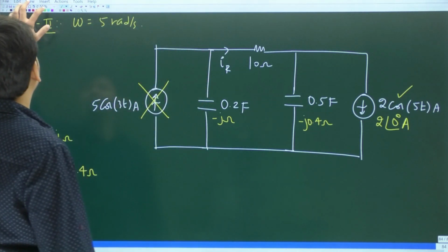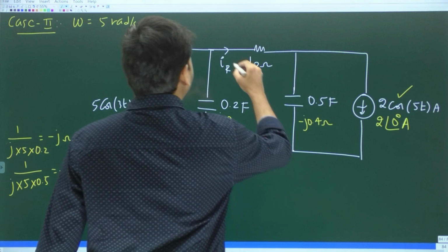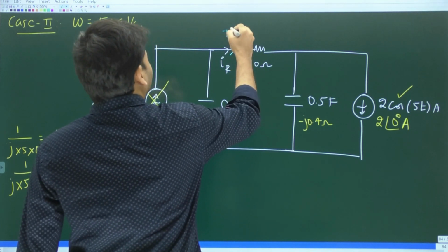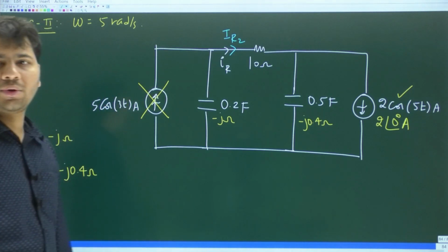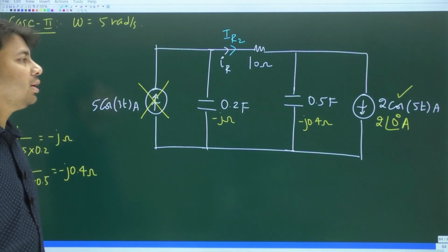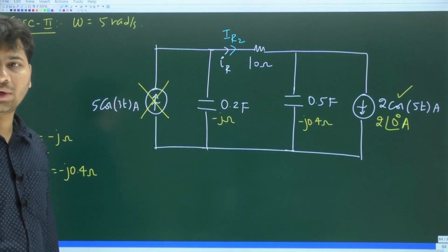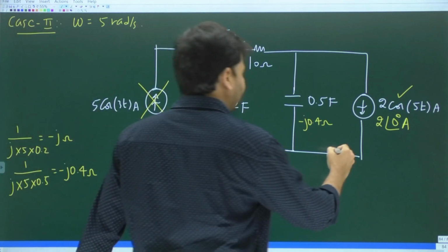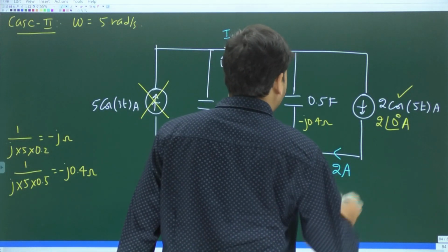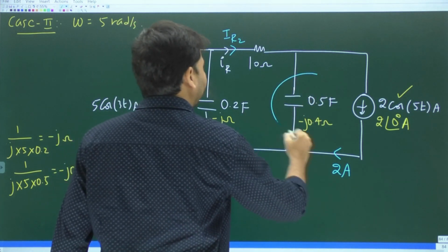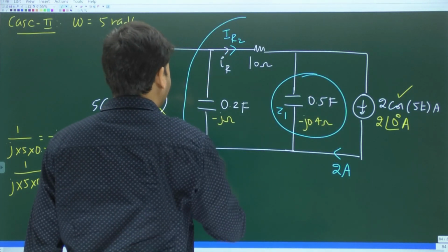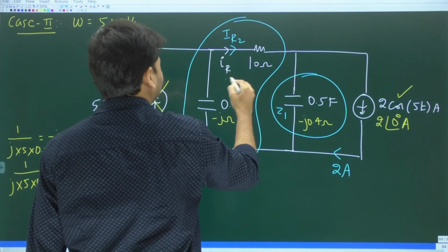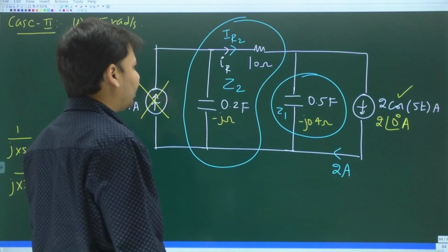Now you see, let this current be some capital IR2, because we are doing analysis in the phasor domain. Every current will become a phasor current. And this current, of course, is 2 amperes. So look at this. Is it not one impedance Z1? And look at this thing. There is another impedance Z2.